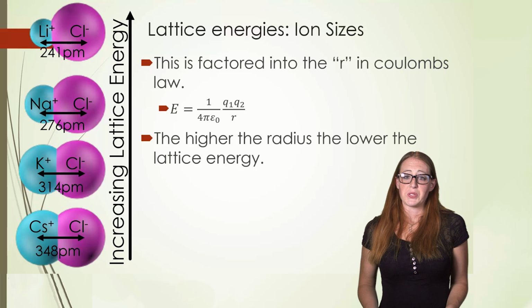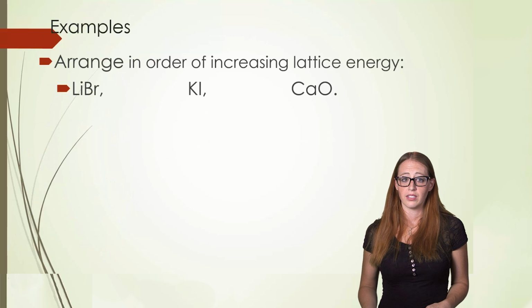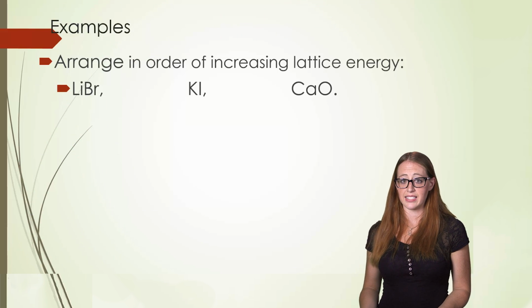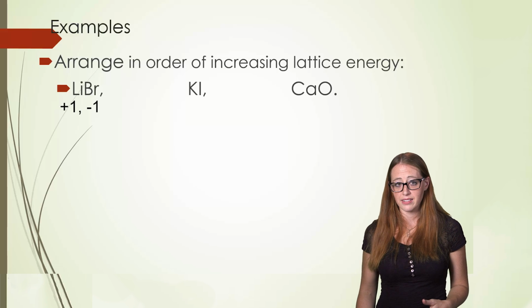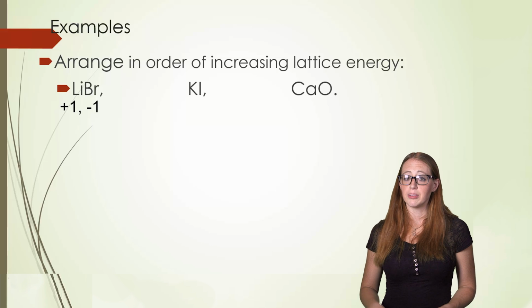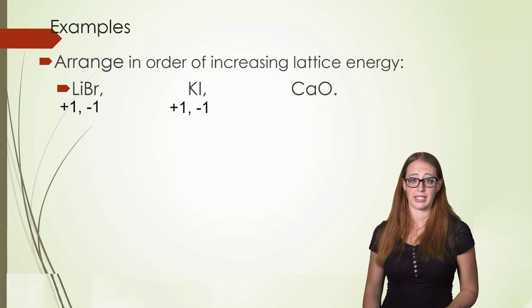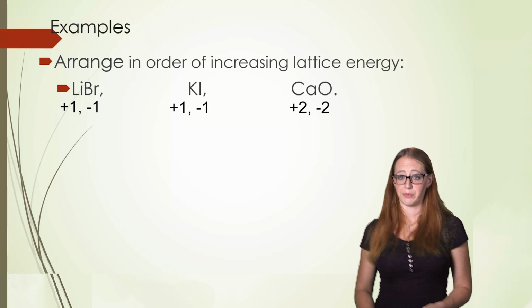So let's do some examples. We're going to arrange these in order of increasing lattice energy. So the first thing we're going to look at is charge, because that has the biggest impact. So for lithium bromide, we have a +1 and a -1. For potassium iodide, we have a +1 and a -1. For calcium oxide, we have a +2 and a -2.